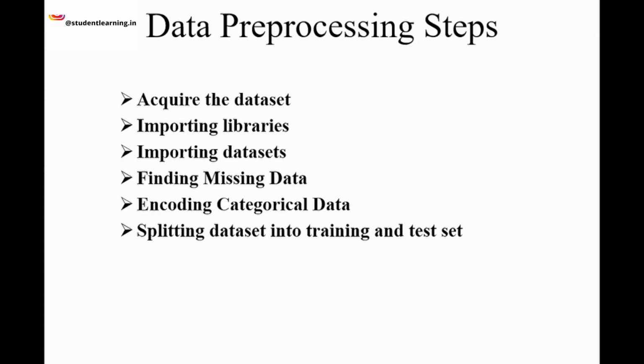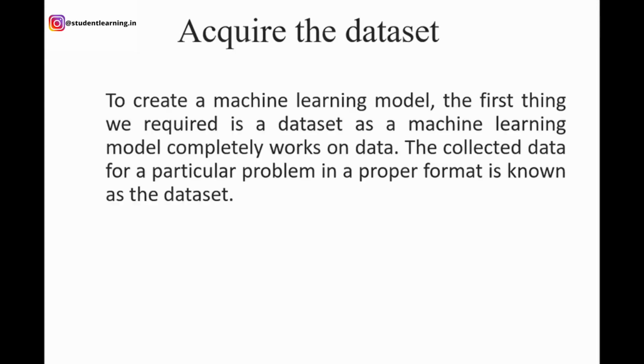There are a number of steps in data pre-processing. The first step is acquiring the data set. The second is importing libraries. The third is importing the dataset. The fourth is finding missing values. The next is encoding categorical data. The last is splitting the dataset into training set and testing set.